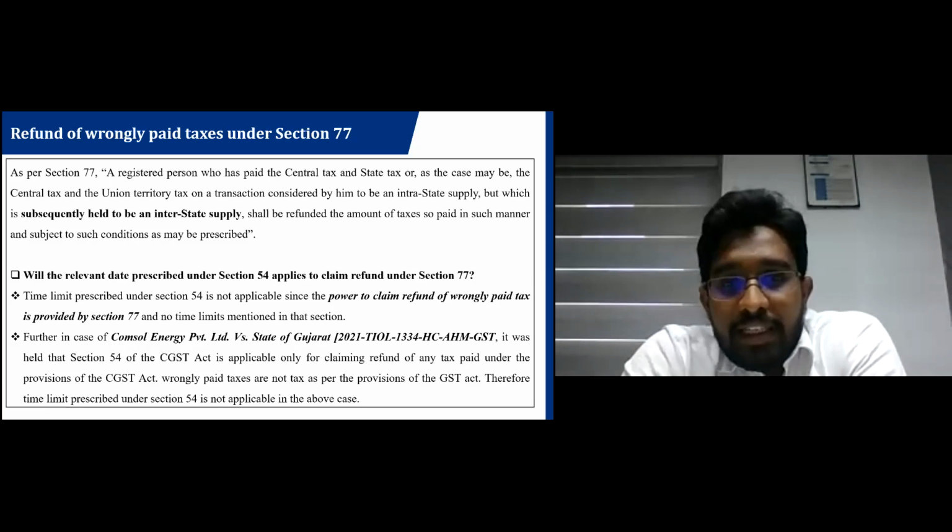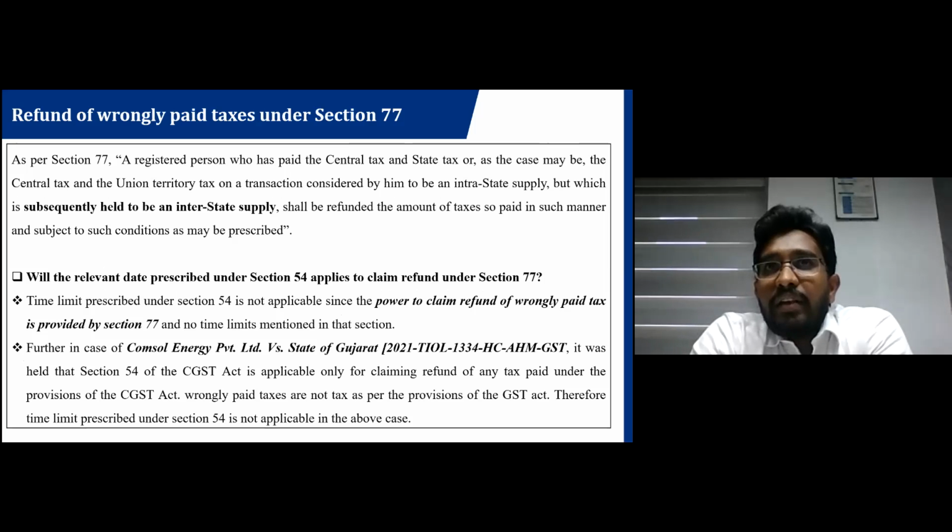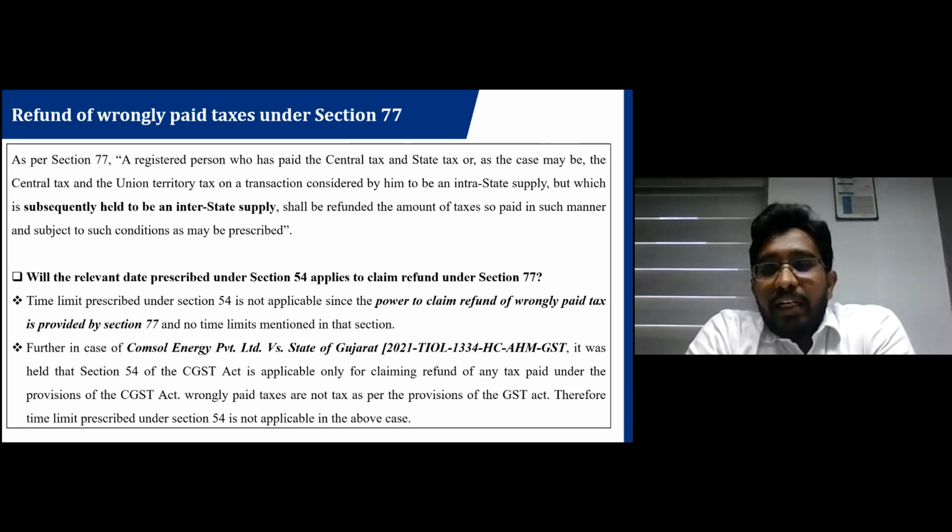And recently there is one case law, Cosmol Energy Private Limited versus State of Gujarat. The same issue is dealt with by that case law. What the court has held is that the time limits prescribed under Section 54 are applicable only in case of taxes, interest and penalties prescribed under the GST Act. When you paid an amount wrongly, that's not a tax, not an interest, not a penalty as per the GST Act. It's just an excess payment, a wrong payment to the government. So no time limits are applicable for those cases. Like that, the judgment has come. So you can use this judgment also.